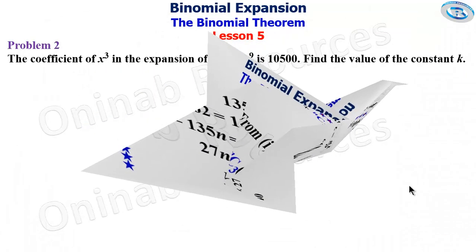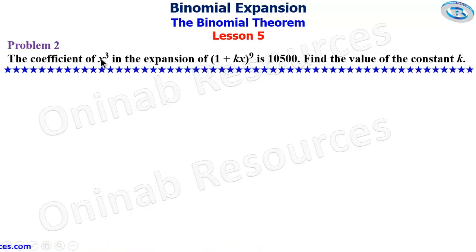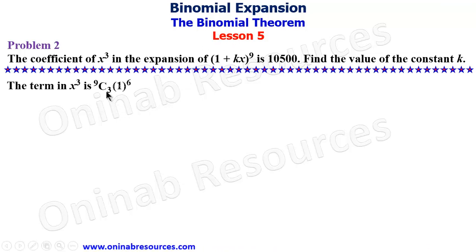We then go to problem 2. For problem 2, the coefficient of x cubed in the expansion of (1 plus kx) all to the power of 9 is 10,500. Find the value of the constant k. So in our solution, we know the term in x raised to power 3 is 9 combination 3. This is going to be 1 raised to power 6. That's 9 minus 3, 6. Then kx raised to power 3.